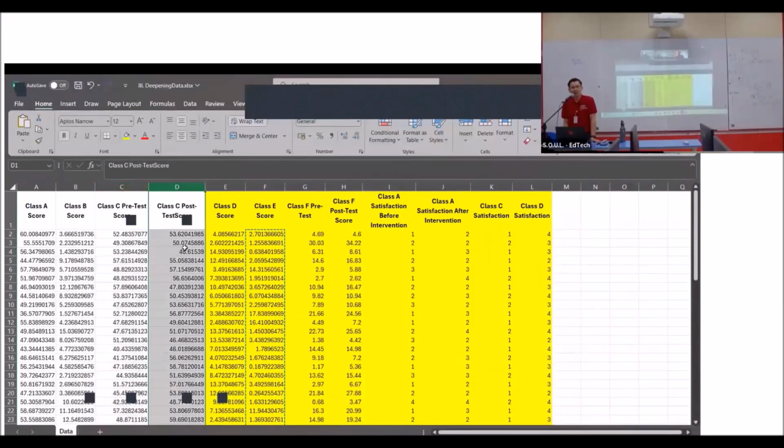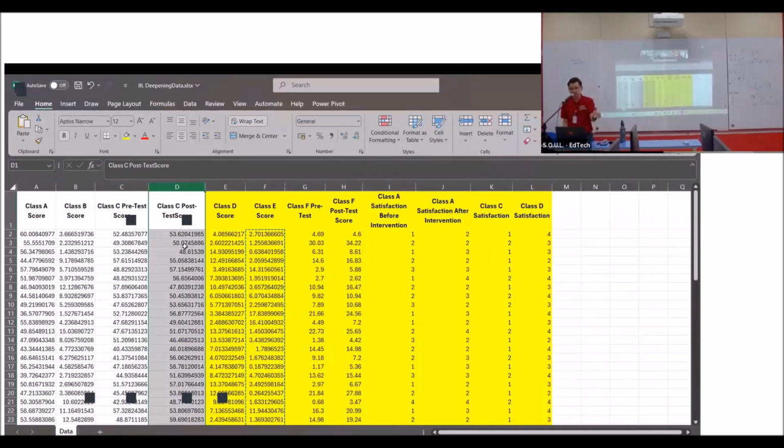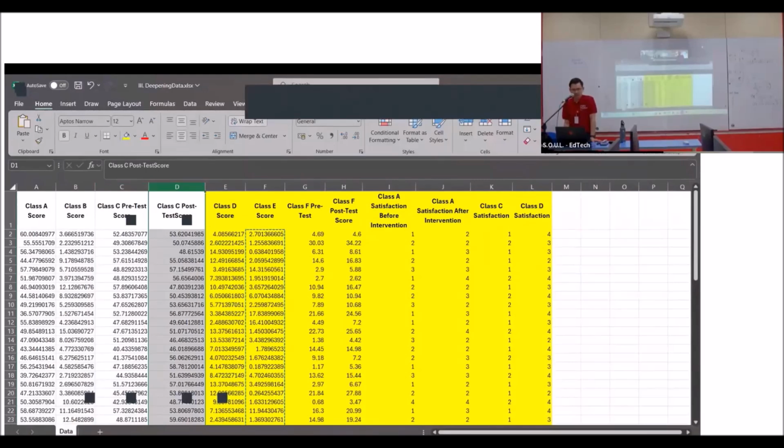Let's see if there is a significant difference. Maybe just imagine that this is my class, and I ask you, is there a significant difference between the pre-test and the post-test? So how to do that? This time I want you to still use Statistical. So let's look at Statistical.